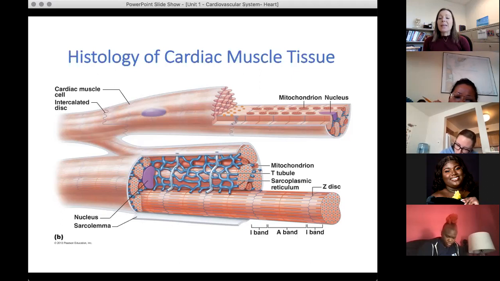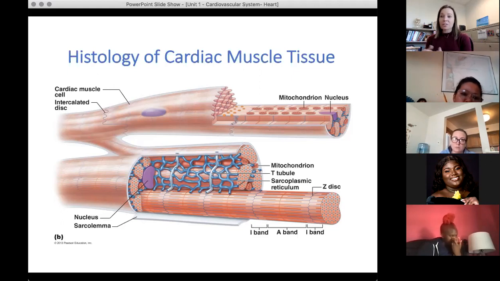Okay. And that's important because there's constant movement here. Think about your heart, it's constantly beating. So it's constantly contracting, relaxing, contracting, relaxing. And so muscle fibers are always moving, and you don't want them to be pulled apart during that process. So these desmosomes keep them very tightly held together.